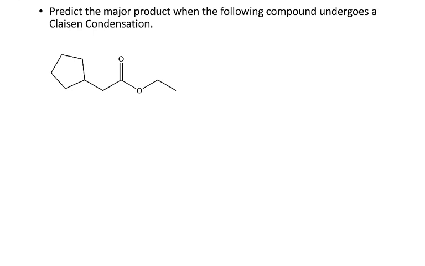Okay, here's another example. They're not asking us to draw the mechanism, we just want to predict the major product. And so again, I pattern this off of the nucleophilic acyl substitution reactions. And so if I imagine this as being my electrophile, right, this group is going to stay, but we're going to pop off this ethoxide as a leaving group.